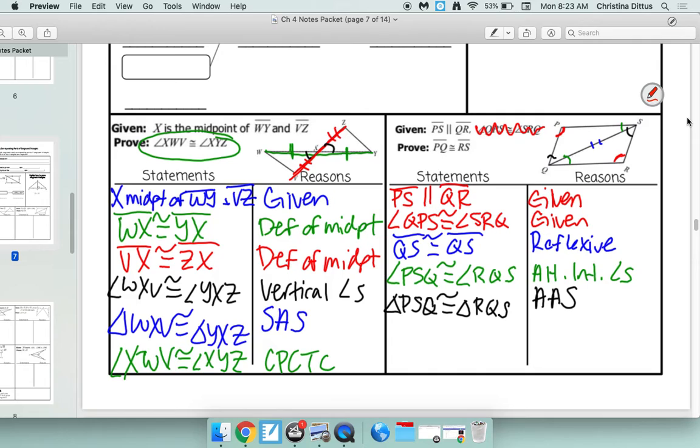So now can I do my proof part that PQ is congruent to RS? Yeah, I can do the proof. PQ is congruent to RS because why? CPCTC. Questions there?